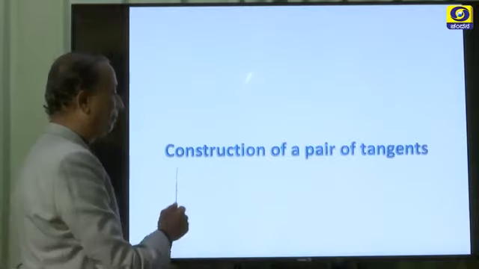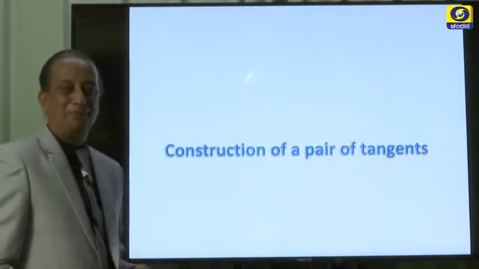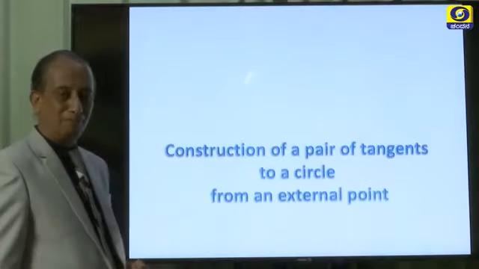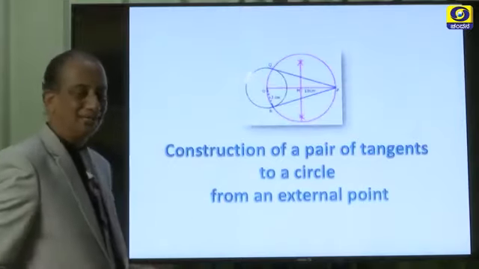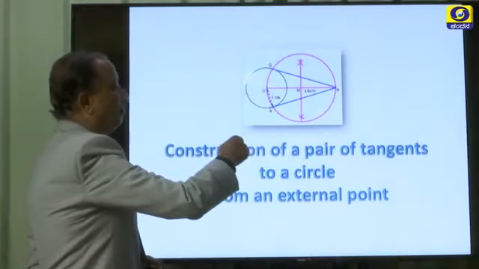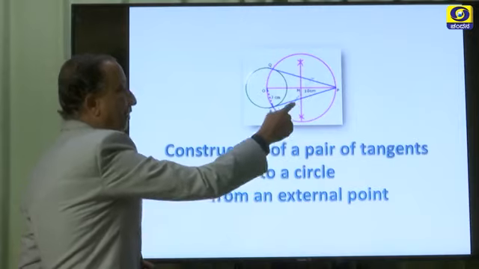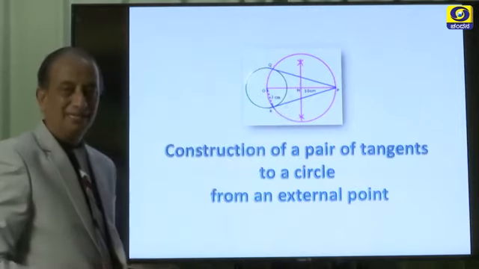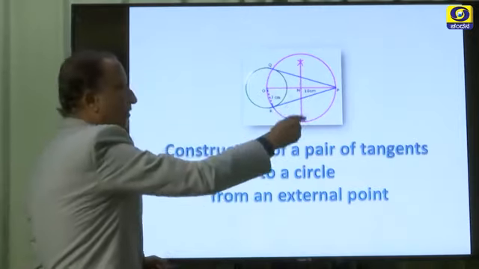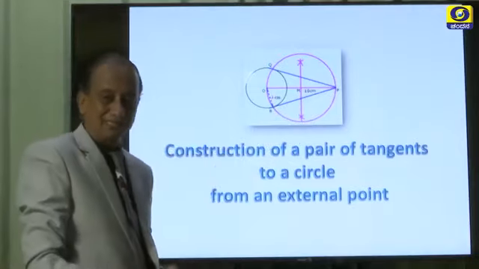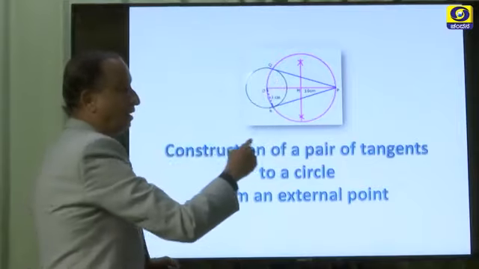So, the last one is construction of a pair of tangents to a circle from an external point. So, here is an image. See here, so much working has to be done, construction has to be done in order to get a pair of tangents. In the previous class, we proved the theorem that these two tangents are equal. Now, in this section, we are trying to understand how to construct them also.